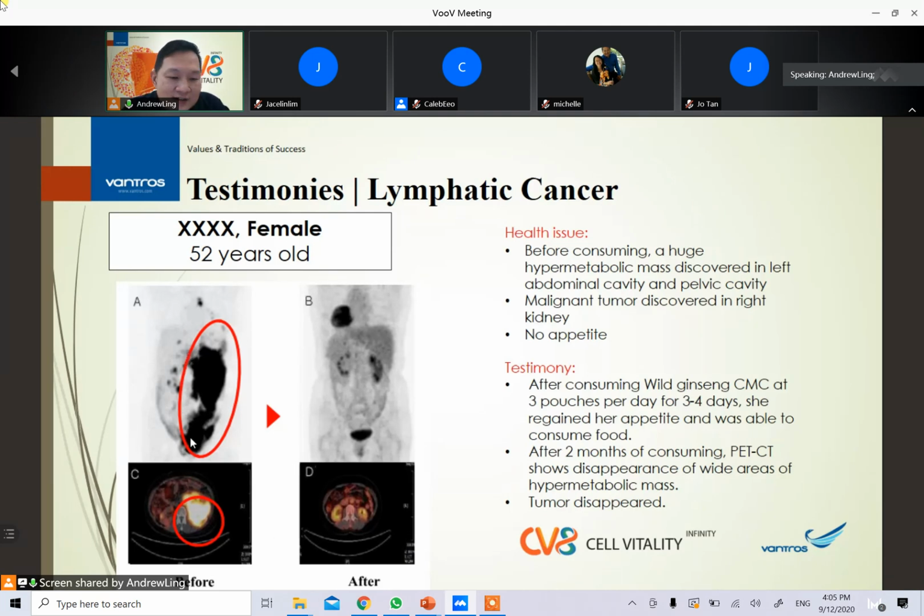This is a classic example. If you look at it, you can see the whole black color. This is the whole mass. This is actually the sign that there is a tumor going on. This is the same, under the color.